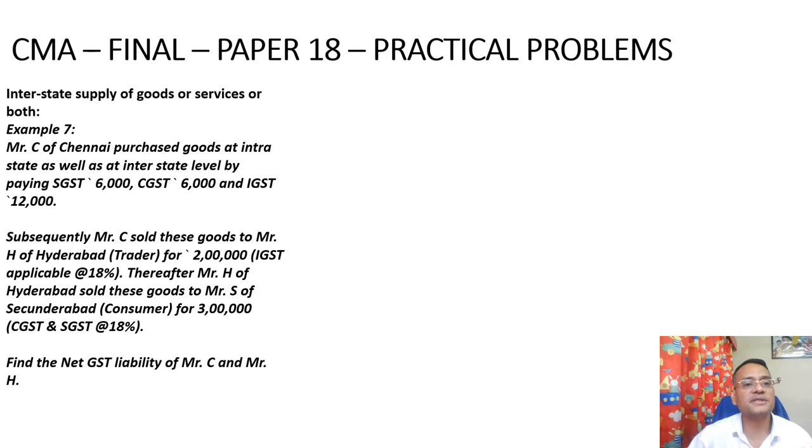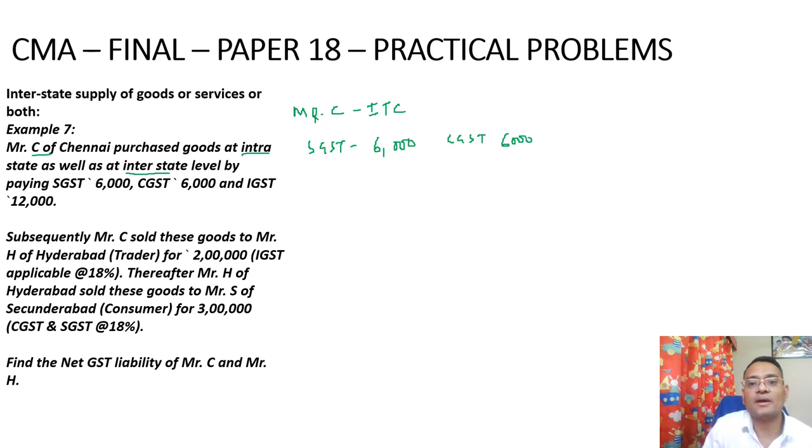Now the next problem is Mr. C of Chennai purchased goods at intrastate as well as at interstate, that means IGST. Intrastate means CGST plus SGST level, by paying CGST 6000, SGST 6000, IGST 12000. So Mr. C is having ITC of SGST 6000, CGST 6000, and IGST 12000. This is ITC available with Mr. C of Chennai.